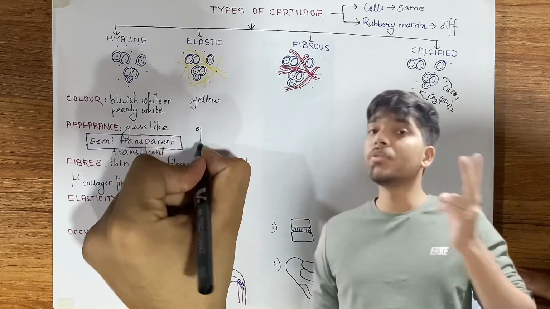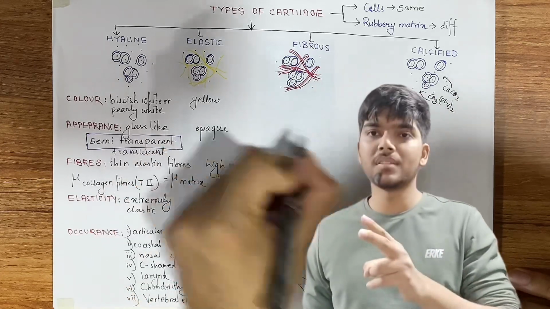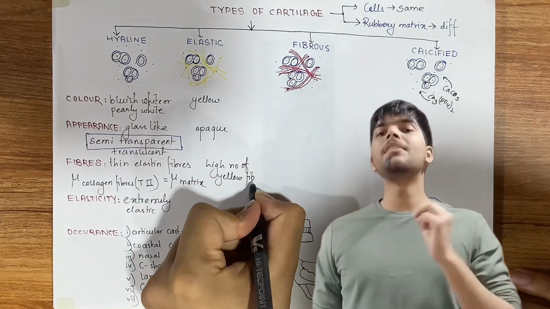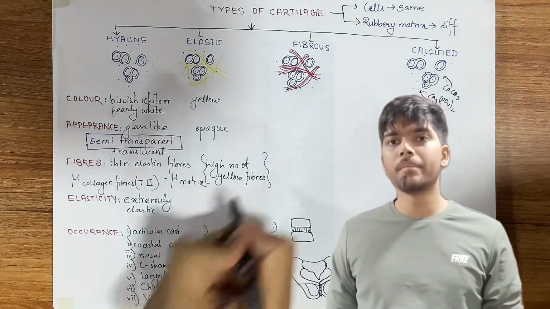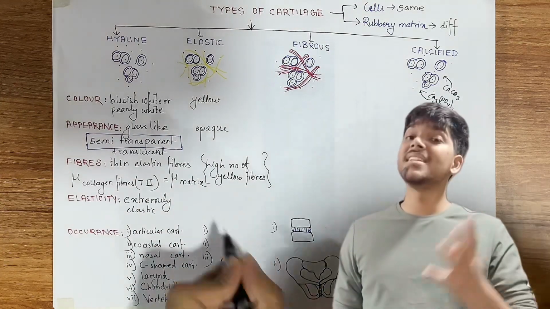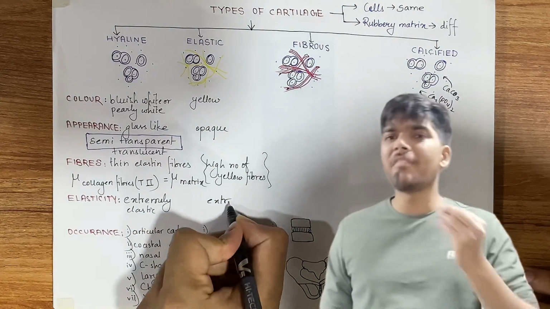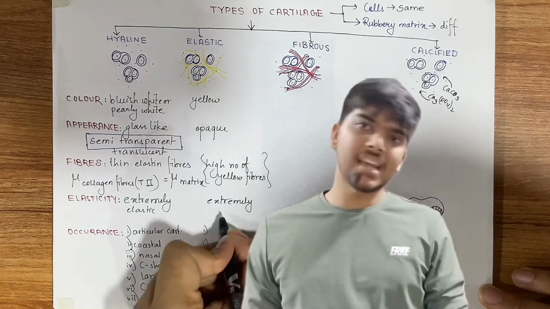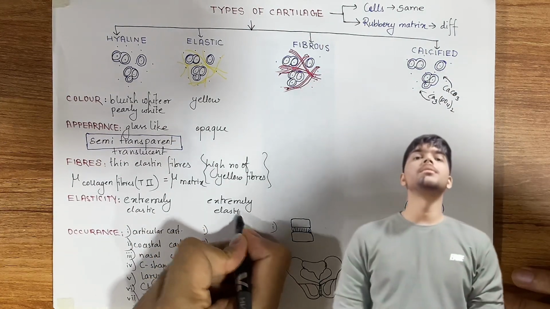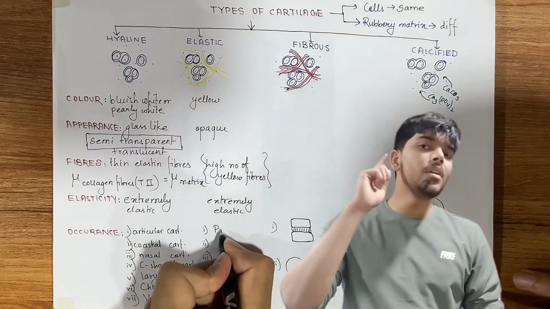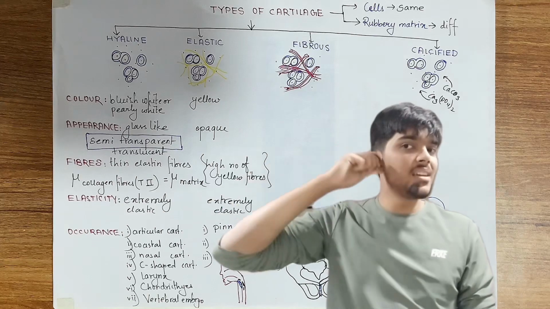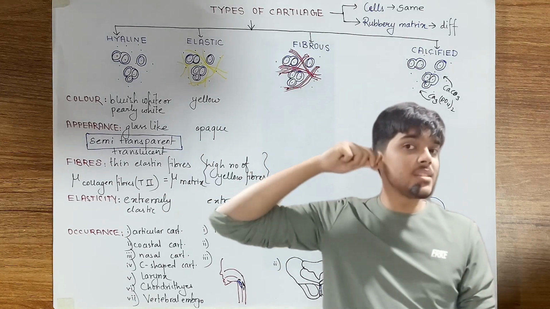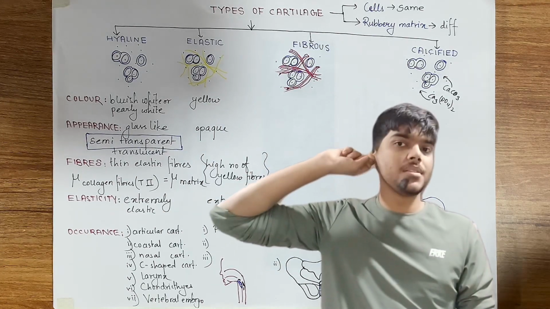Number 2, appearance. It is opaque due to the presence of visible fibers. Number 3, fibers. A high percentage of elastin fibers are found. Number 4, elasticity. Highly elastic due to the presence of a high amount of elastic fibers. And then occurrence. Where is it found? It's found in your external ear, also known as pinna. See how elastic it is, right? That's due to the presence of elastic cartilage.